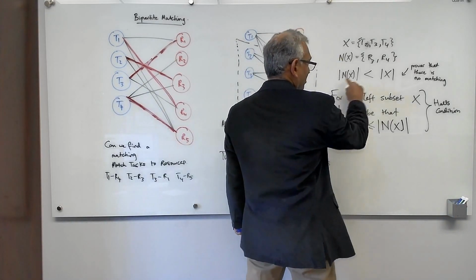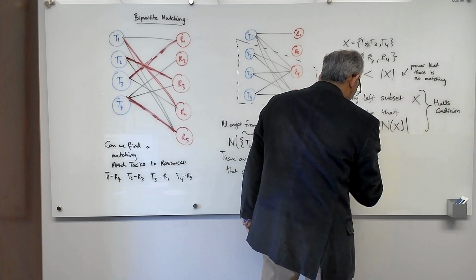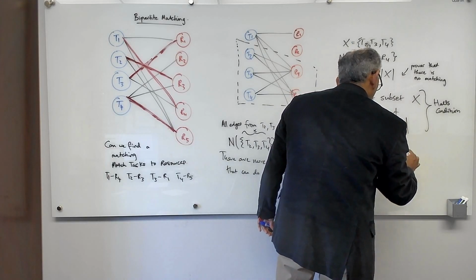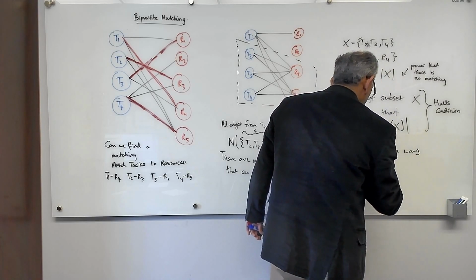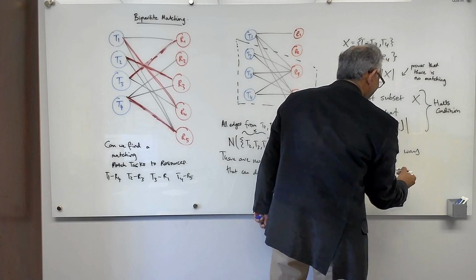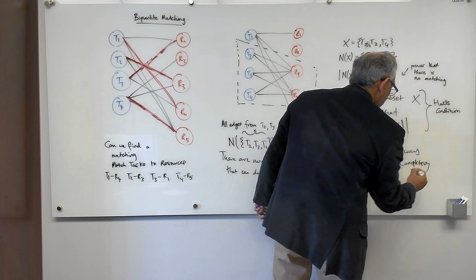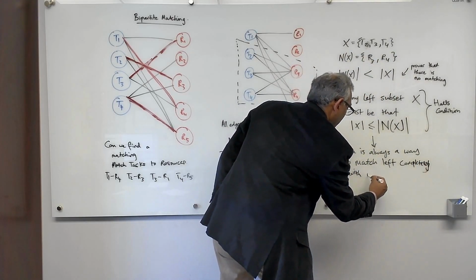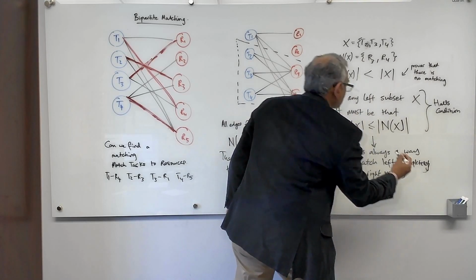Hall proved that if Hall's condition holds, then there is always a way to match the left vertices completely with right vertices. And that's called Hall's theorem.